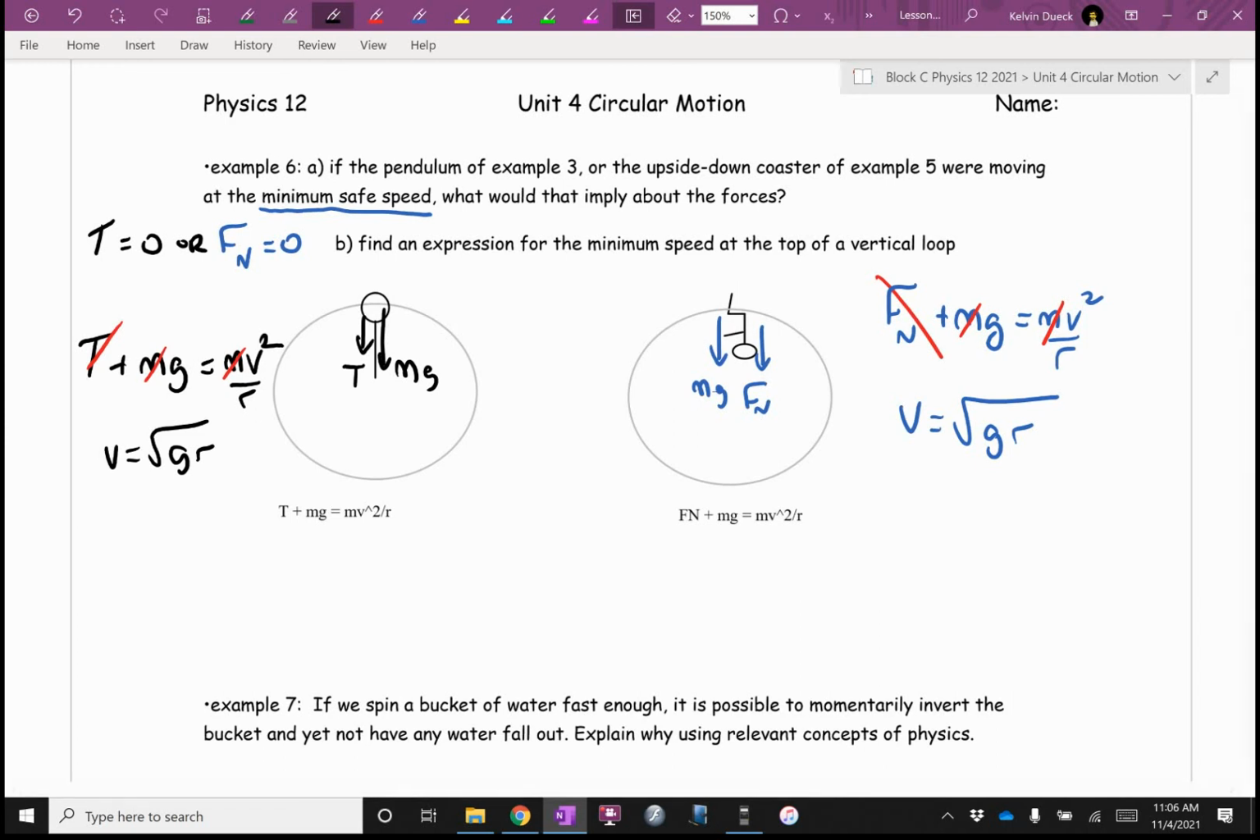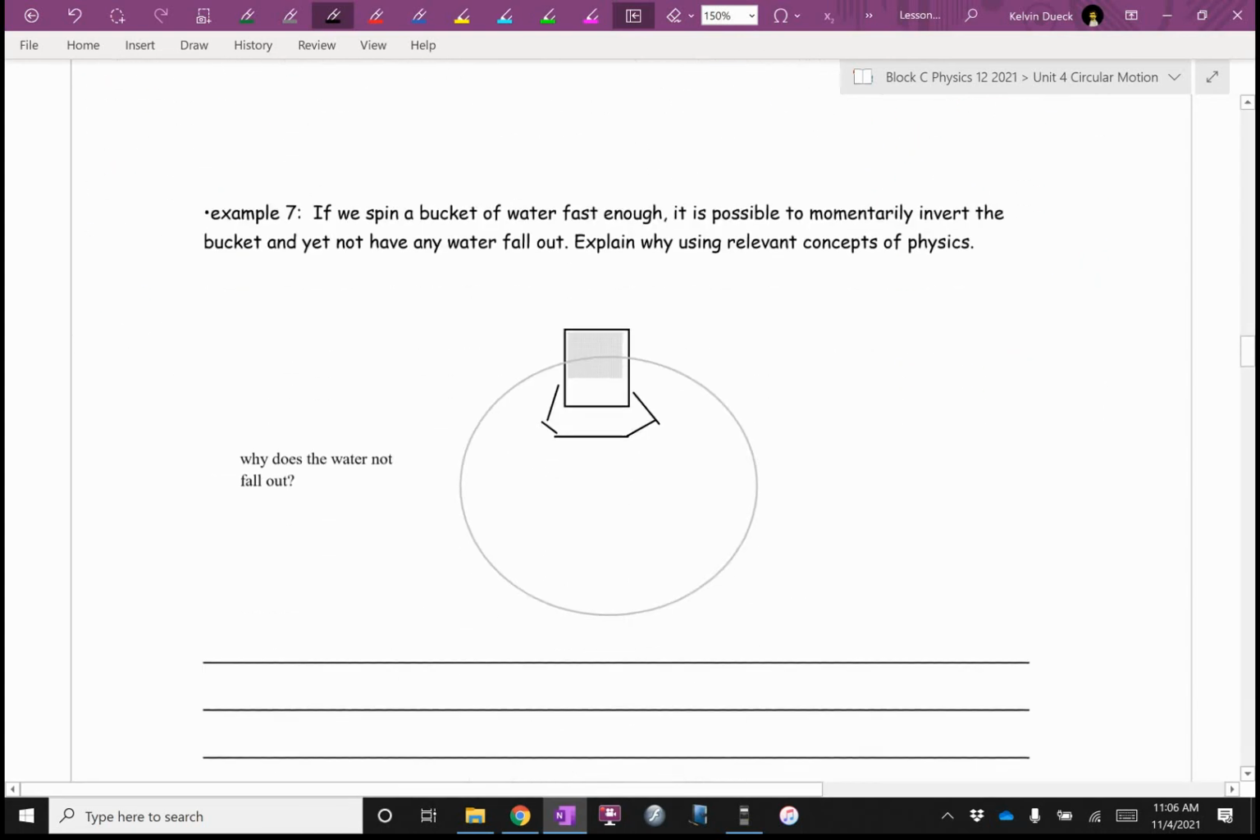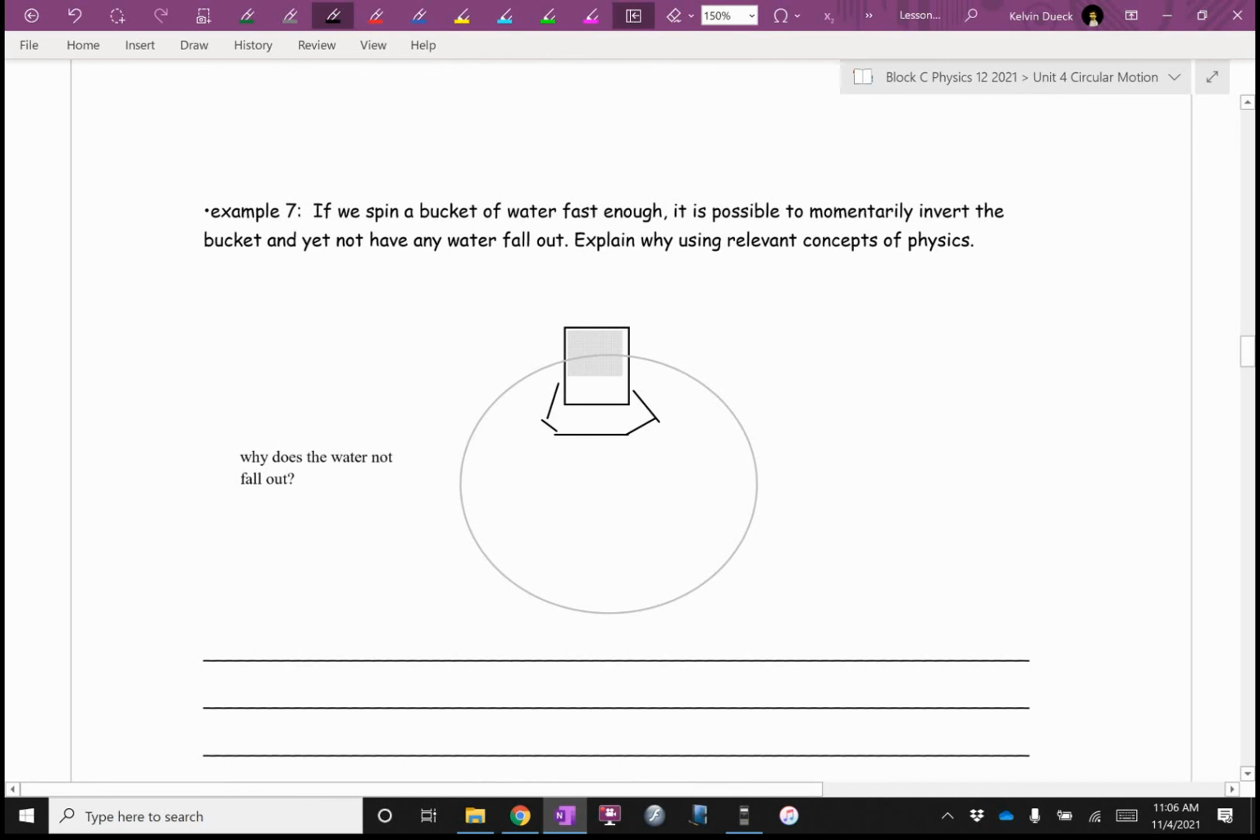So example 7 says this: if we spin a bucket of water fast enough, it's possible to momentarily invert the bucket but not have any water fall out. Why? Annika's having good memories there. I'm hoping that's something all of you have tried. If you haven't, that's your homework this summer. Big bucket, small bucket, doesn't matter. Why?